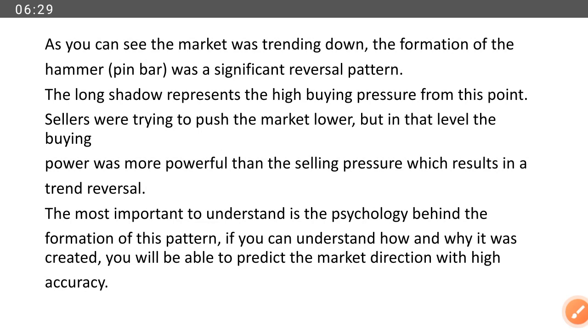As you can see, the market was trending down. The formation of the hammer was a significant reversal pattern. The long shadow represents the high buying pressure from this point. Sellers were trying to push the market lower, but at that level the buying power was more powerful than the selling pressure, which results in a trend reversal.